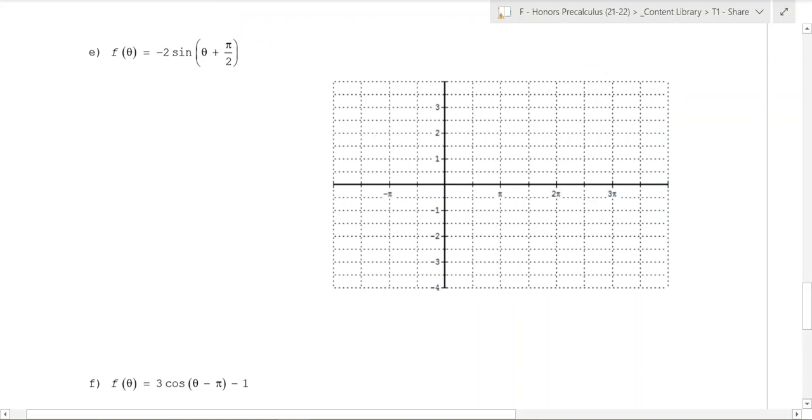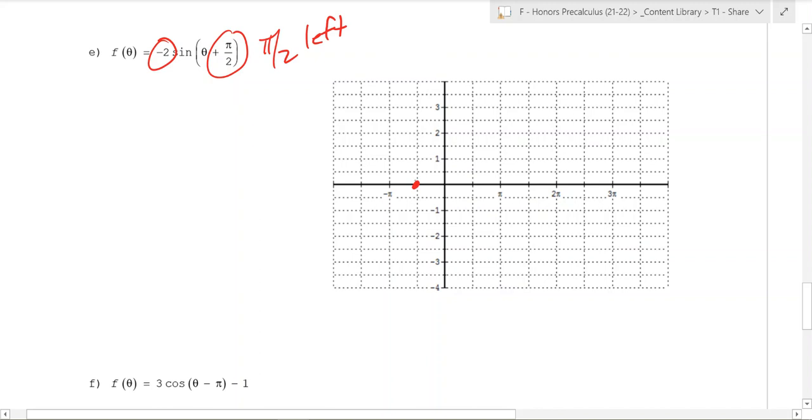So this is sine. Sine normally, sine of 0 is 0. It would start here. What's going to happen instead is it's going to go pi over 2 left. So it's going to be the same shape, pi over 2 to the left. So it's going to start here, but then instead of going up, it's going to go down because of this -2 and be stretched by a factor of 2.